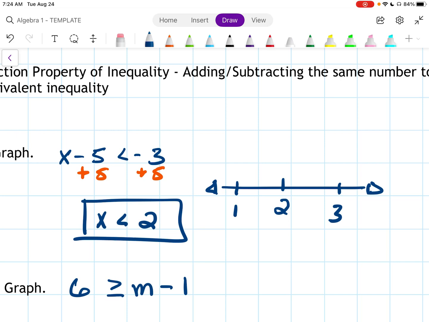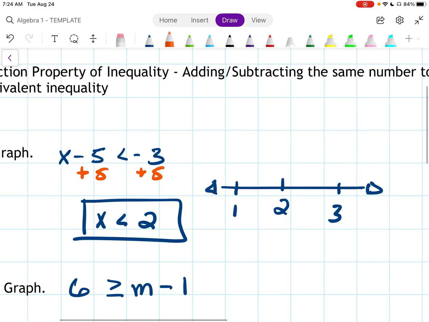Here we're going to have a circle on 2. And then you should ask yourself, is it going to be an open circle or a closed circle? Well, in this case it's going to be an open circle because there's not the little equal to sign under there. This says that x is less than 2, x is smaller than 2. So we're going to shade on the side that says smaller than, which is the left. And there we are.